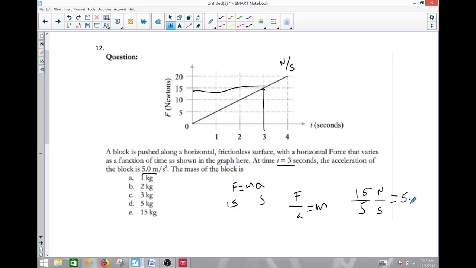Either way, there's a few ways you can solve this problem. F equals ma is probably the easiest. It might not be apparent right away how a newton and a second can cancel out to mass, but it will. All right, and that should be the end of our multiple choice questions.